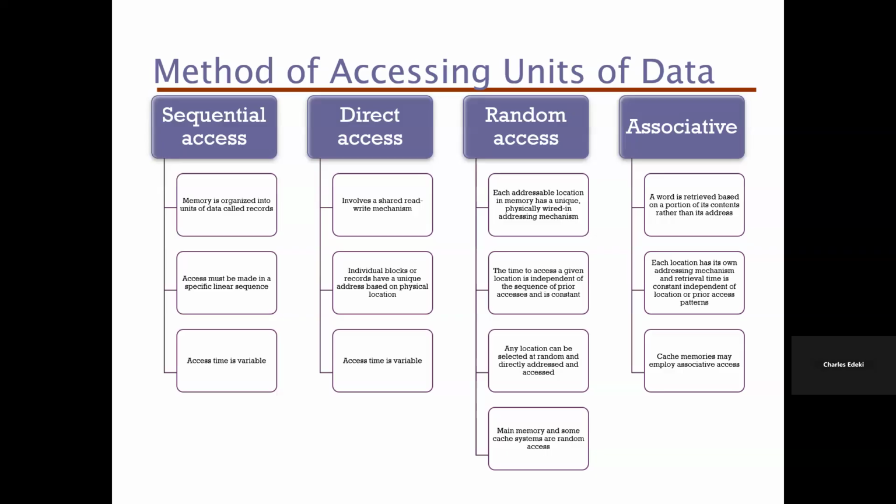And I think the next one, random variable, will be the best. So each addressable location in memory has a unique, also physically wired in addressing mechanism.